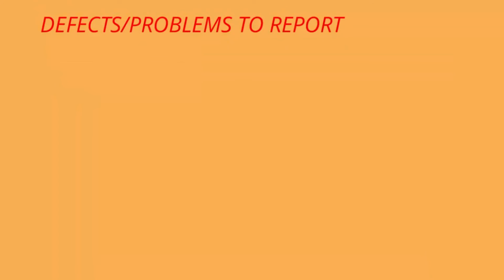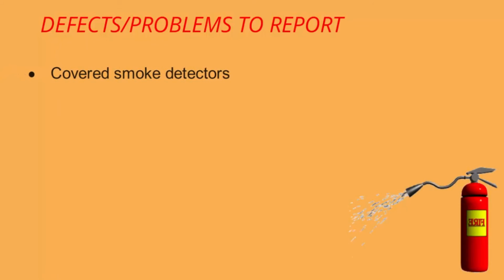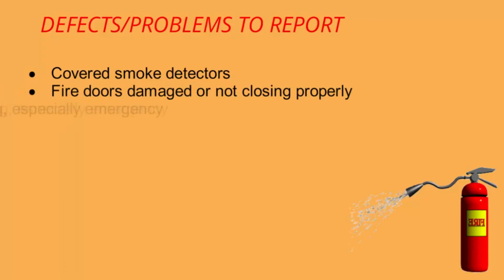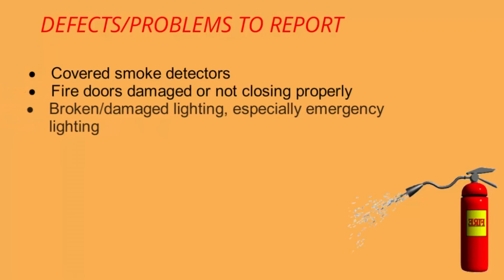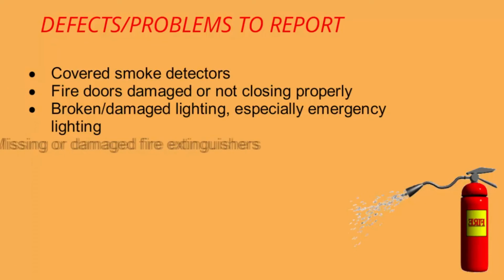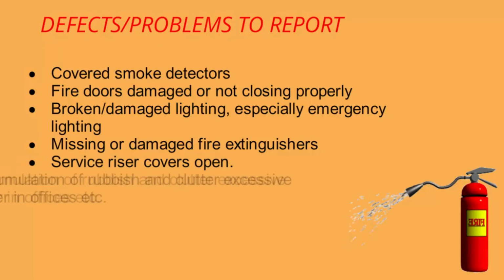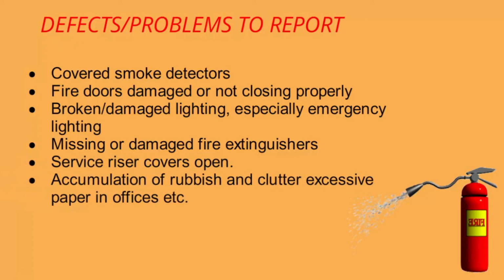The sort of defects or problems to report include covered smoke detectors, fire doors being damaged or not closing properly, broken or damaged lighting, especially emergency lighting, missing or damaged fire extinguishers, service riser covers being open, accumulations of rubbish and clutter, excessive paper in offices, etc., obstructed corridors.